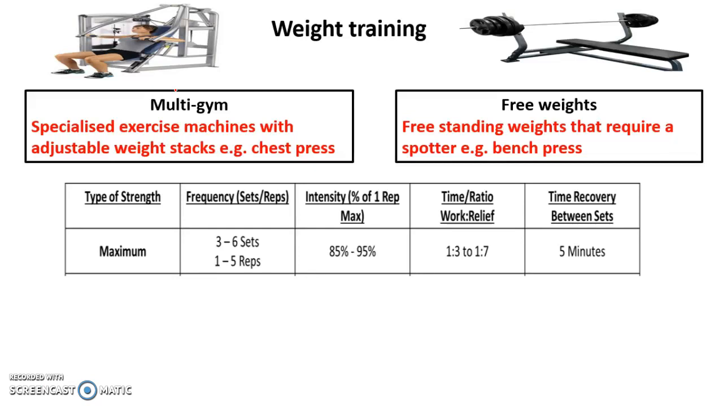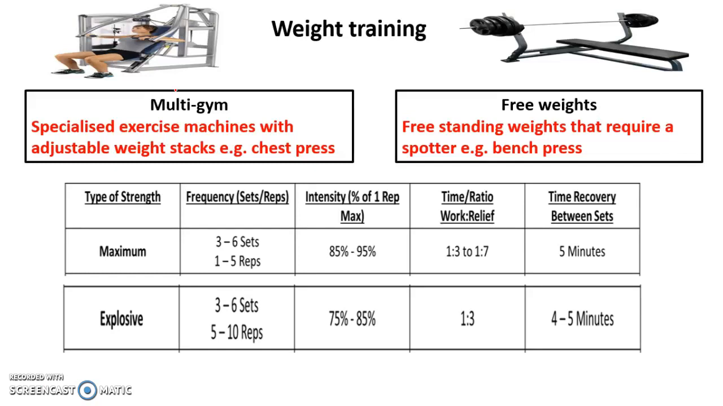So if we go down to our next one, explosive strength, it's on the next level down. You're looking at 3 to 6 sets, always a constant, and this time the rep range goes up from 1 to 5, to 5 to 10. So 5 to 10 reps is the number of repetitions you're lifting, and on top of that, you're looking at 75 to 85% of your 1 repetition maximum.